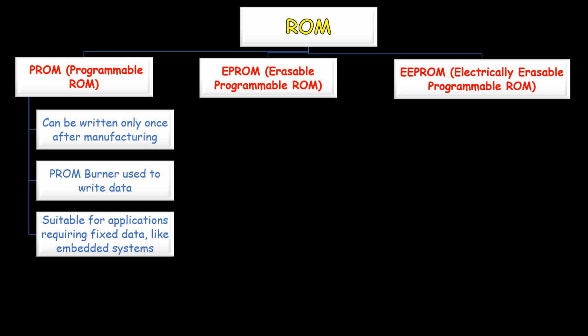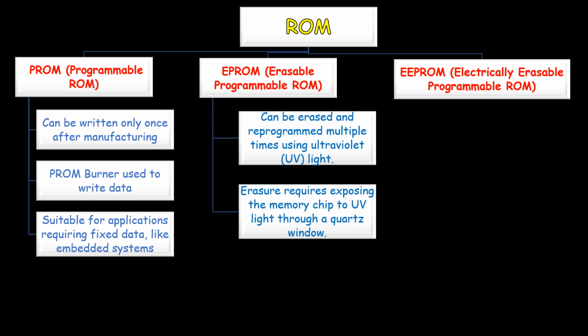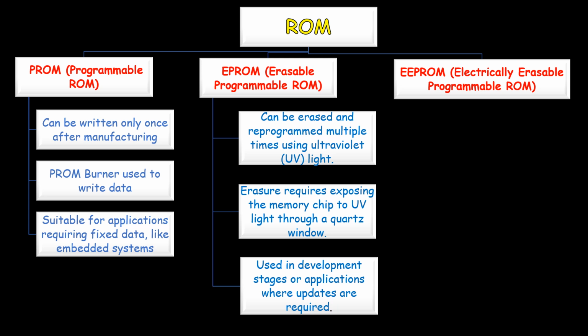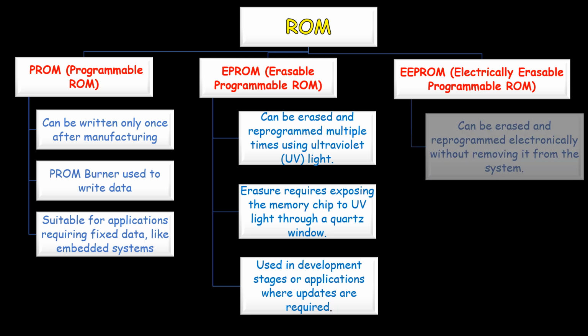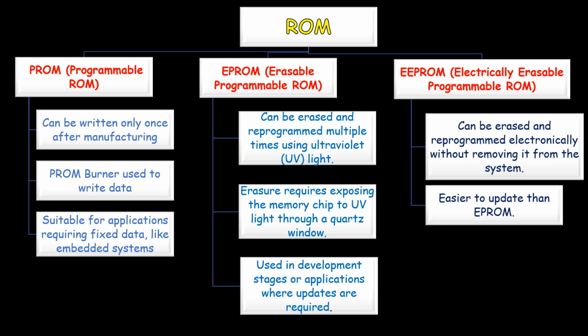EPROM, which is erasable programmable ROM, can be erased and reprogrammed, but it requires UV light to erase data. It's useful in the development phase when you need to modify data multiple times. And then EEPROM, that is electrically erasable programmable ROM, is the most flexible one.